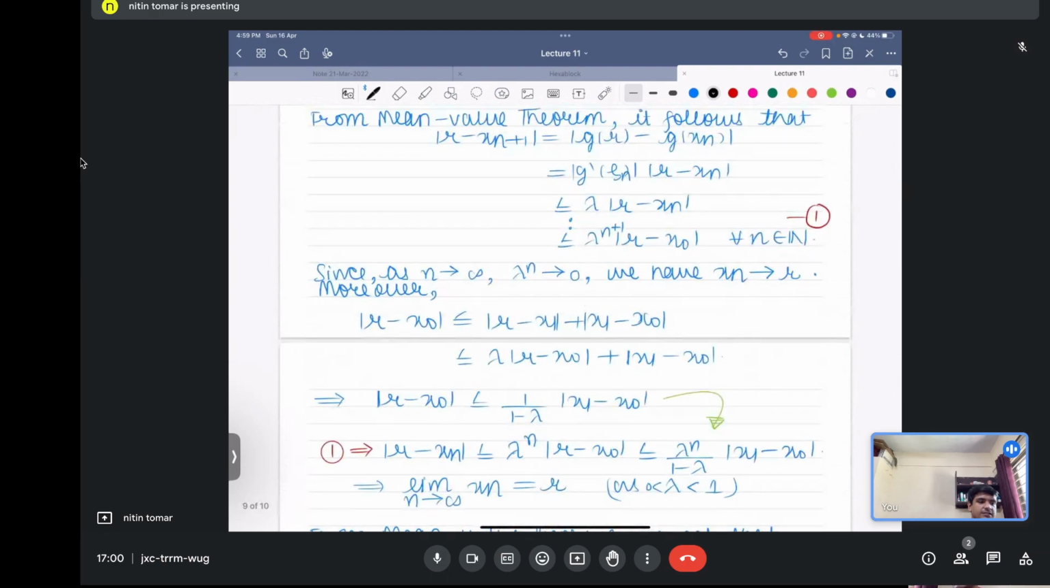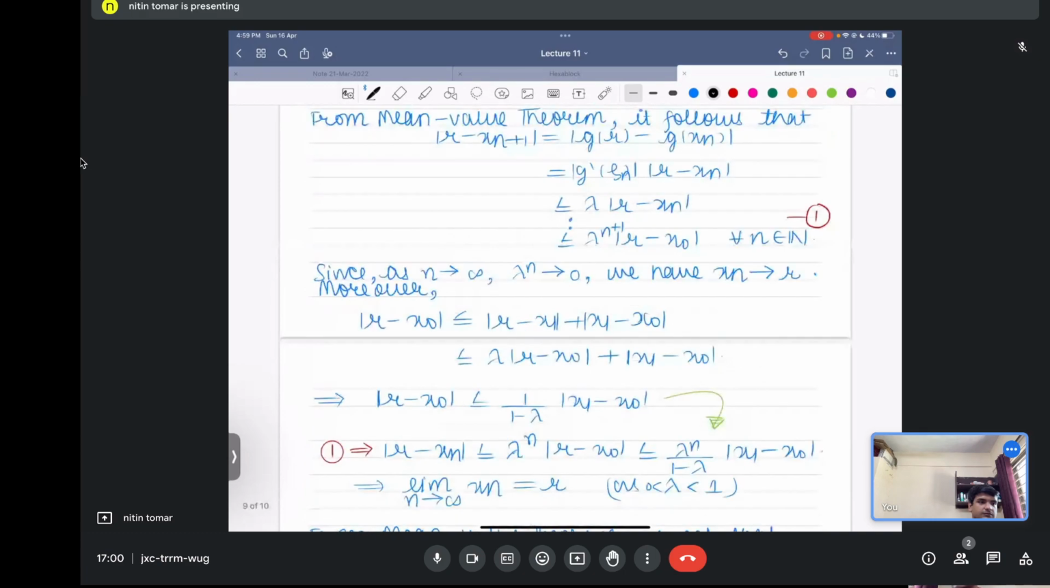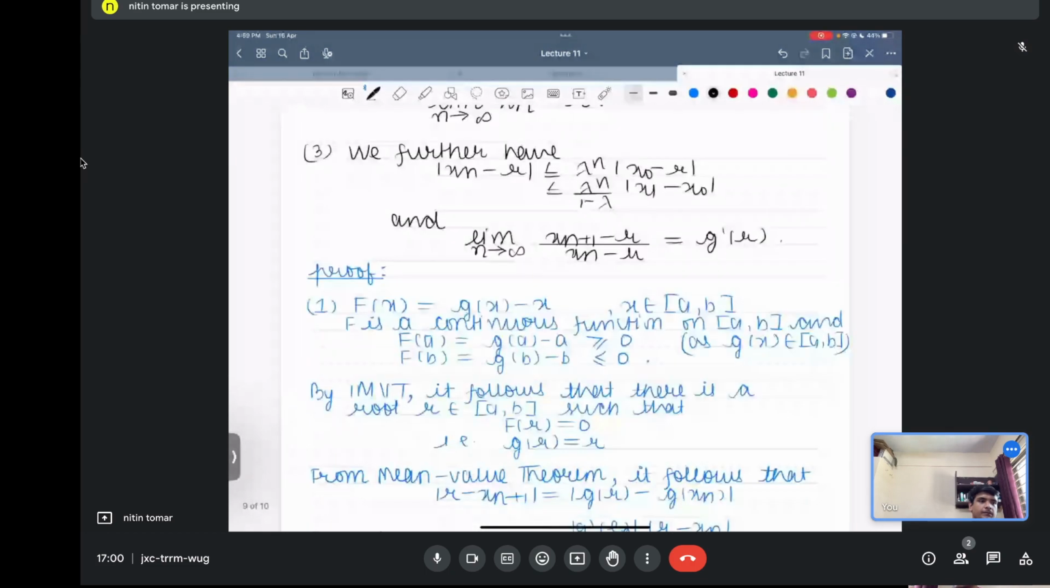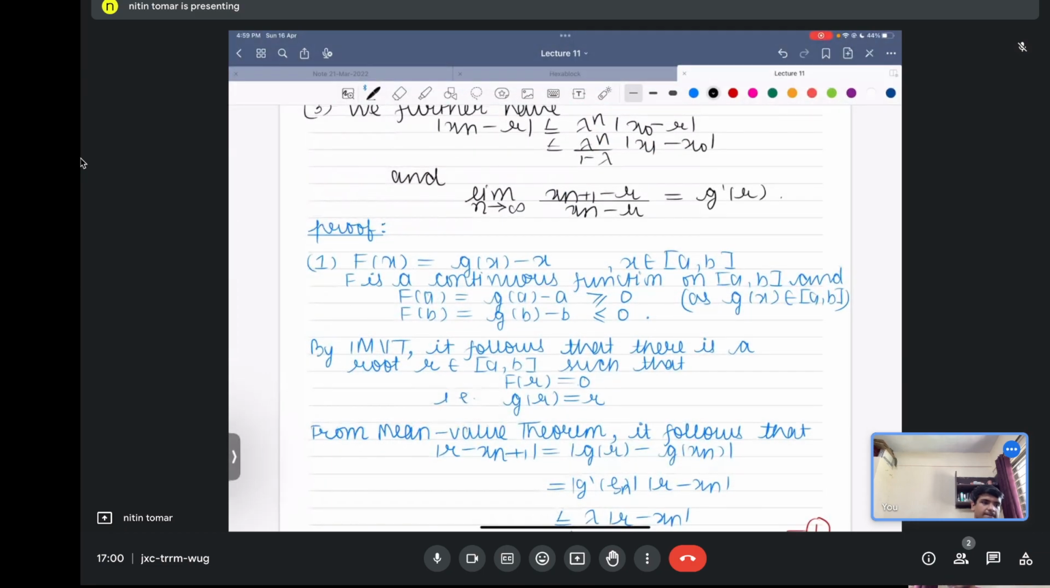One rough idea is that this iterative sequence converges to r, and it will be true for any other root also, and since the limit is unique, r will be unique also. You just use the continuity.